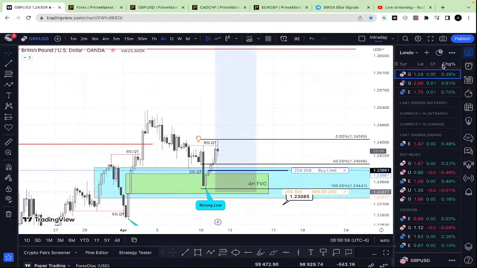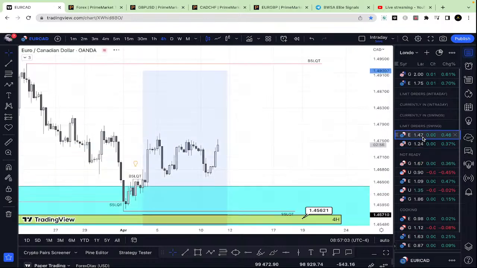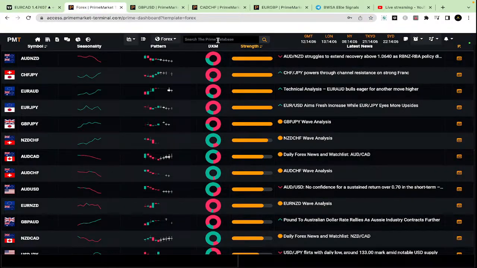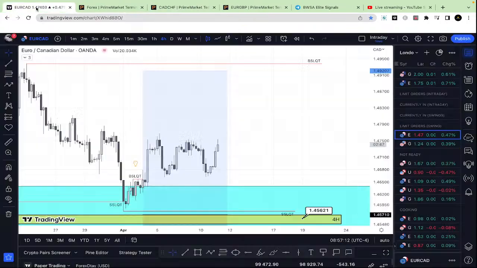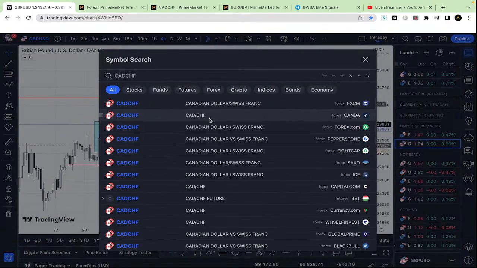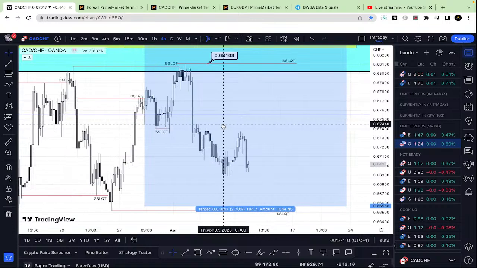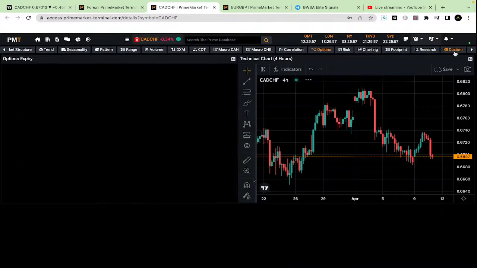So GBP USD, you can go limit orders right here. EuroCAD, let's make sure we're still online with EuroCAD, and I think that'll be it. CAD Swiss franc as well. CAD Swiss franc is a weird pair for me. I'll go back to GBP USD in a second.